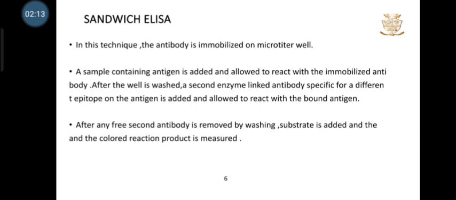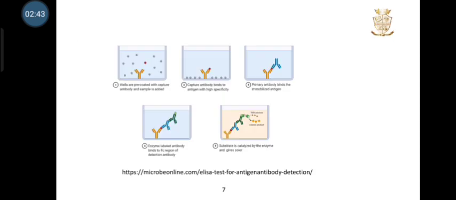Sandwich ELISA. In this technique, the antibody is immobilized on a microtiter well. A sample containing antigen is added and allowed to react with the immobilized antibody. After the well is washed, a second enzyme-linked antibody specific for a different epitope on the antigen is added and allowed to react with the bound antigen. After any free second antibody is removed by washing, substrate is added and the color reaction product is measured.